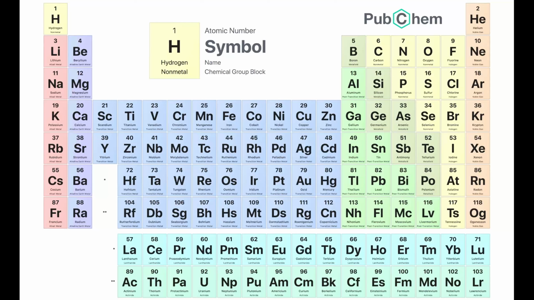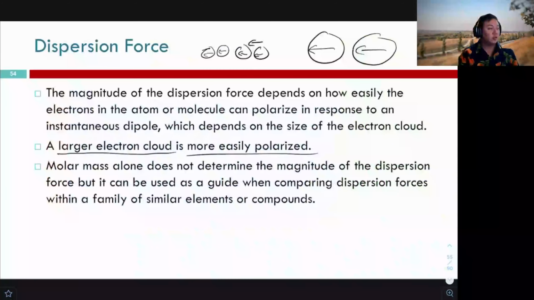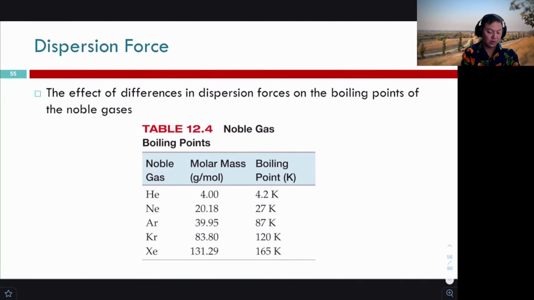As we go down each row, we're adding more and more shells of electrons. So to compare something like neon and xenon, xenon is going to have a larger pool of electrons to slosh around back and forth. And this trend actually plays out when we look at boiling points. Remember, the boiling point depends on the amount of energy it takes to overcome the intermolecular forces to go from a solid to a liquid or a liquid to a gas.